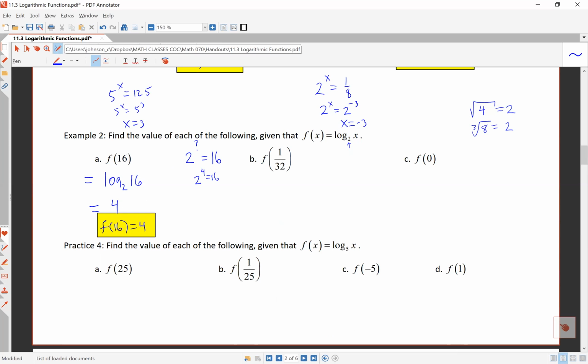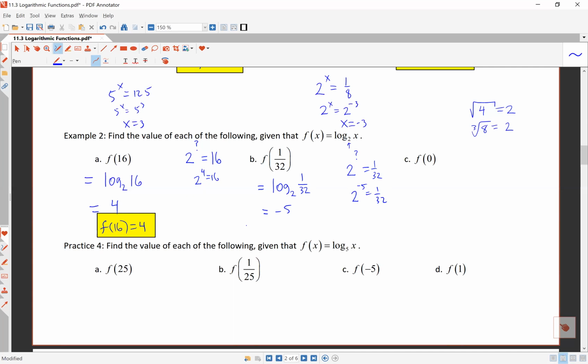1/32 is also a power of 2, so that's the log base 2 of 1/32. So I'm thinking, what would I raise 2 to get 1/32? I know that 2 to the 5th is 32, so that 2 to the negative 5 is 1/32. So this will give us negative 5, telling us that f of 1/32 is negative 5.